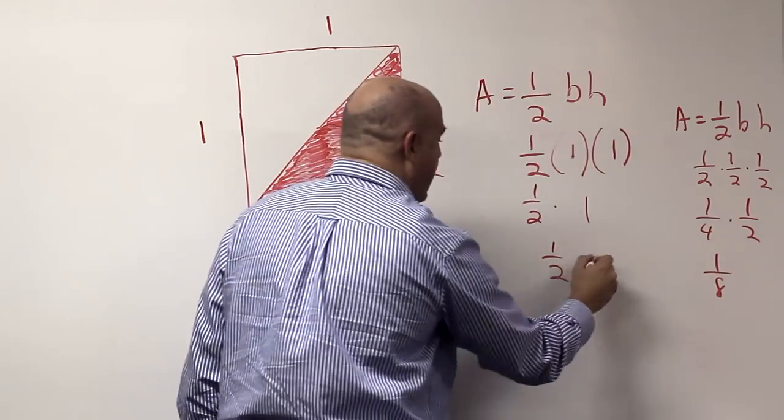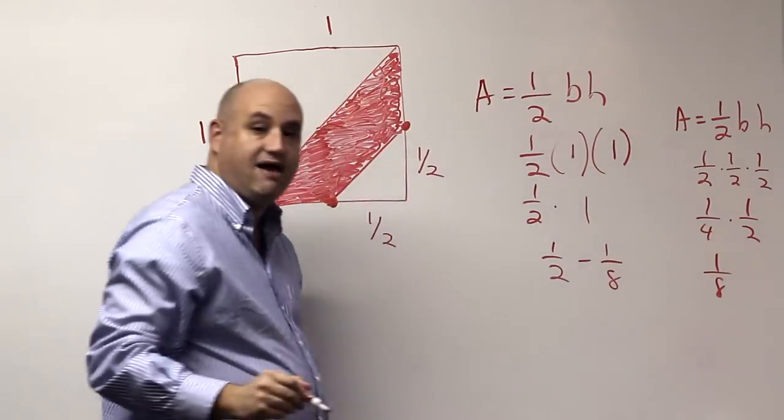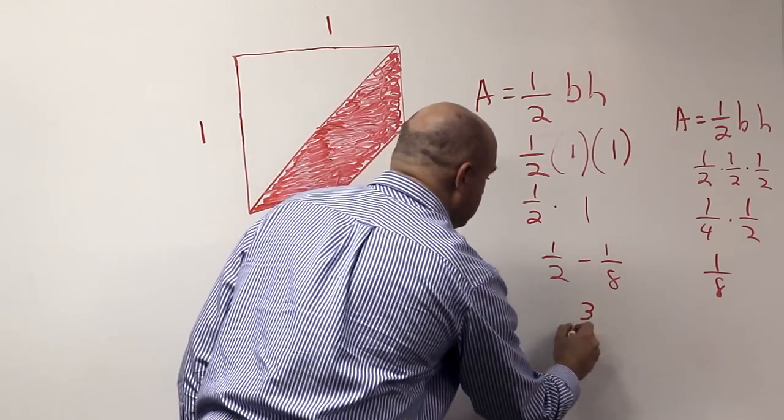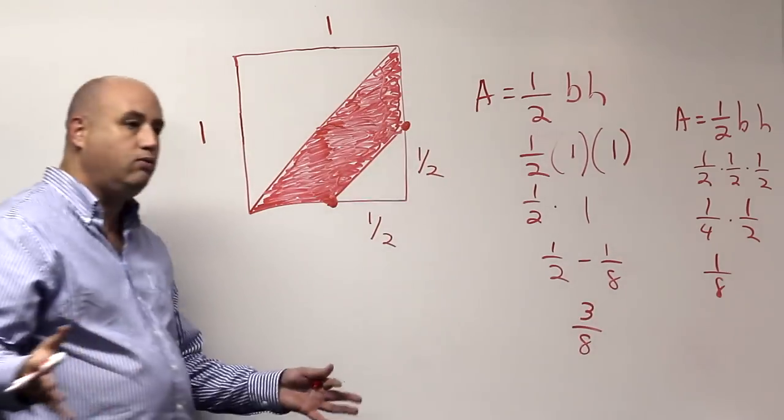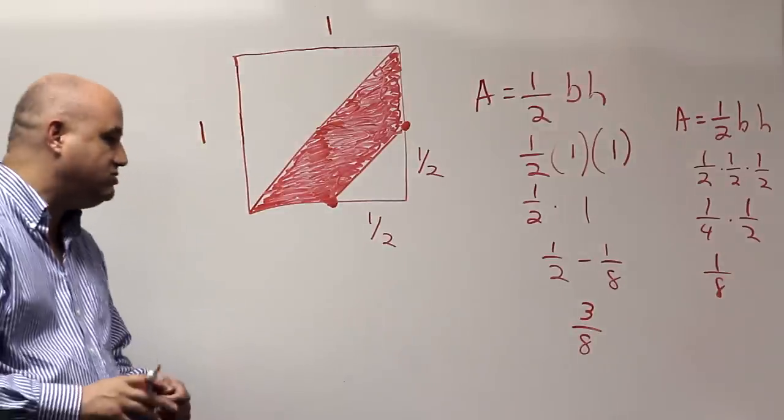Now if we subtract 1/8 from 1/2, we end up with 3/8. So our answer would be 3/8. Well, that's one way to do it, and we get the correct answer, which is 3/8.